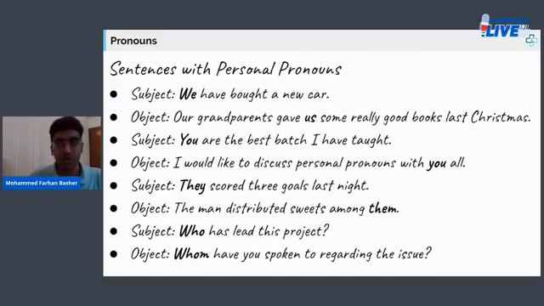And what is the object version of this first person plural pronoun? It is us. Our grandparents gave us some really good books last Christmas.